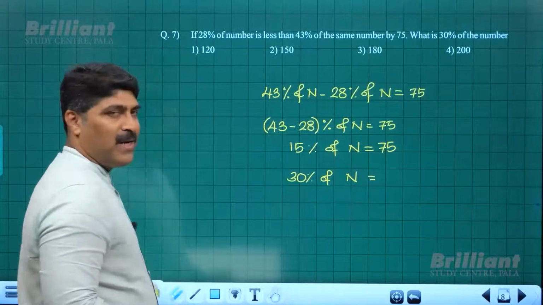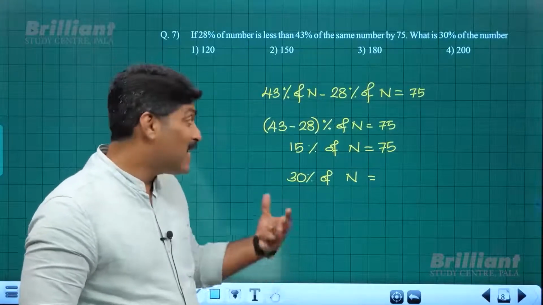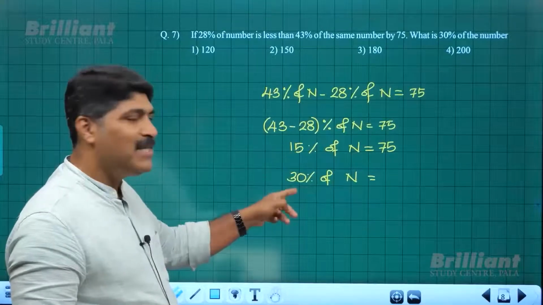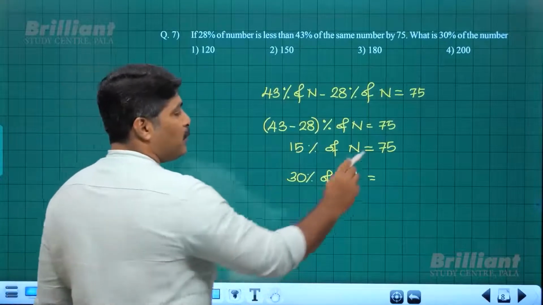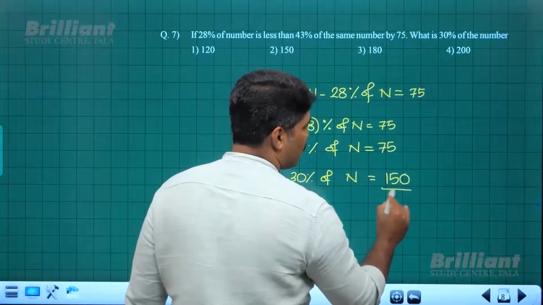So it's easy to find out. 15% of a number is 75. We have to find out what is 30% of such a number. So here 30% is nothing but twice of this value. So therefore you have to take twice of this value. What is twice of this value? Which is equal to 150.